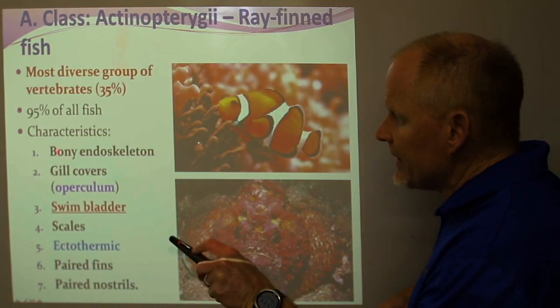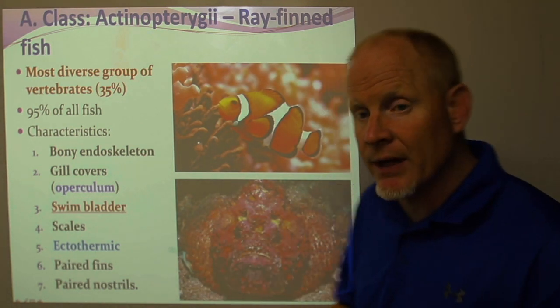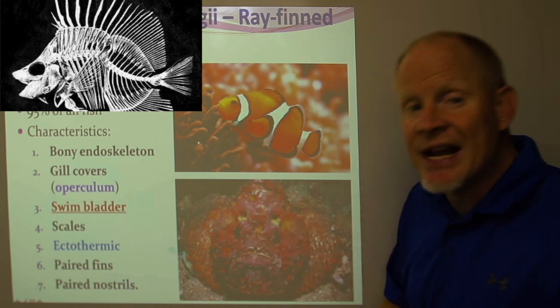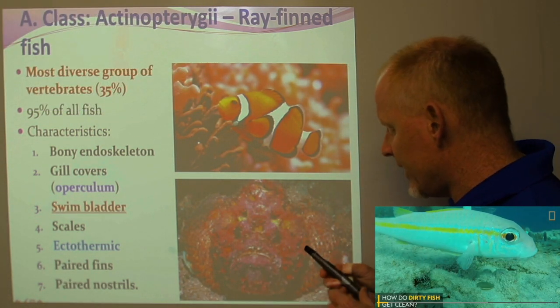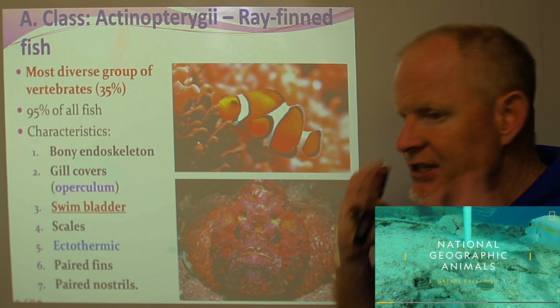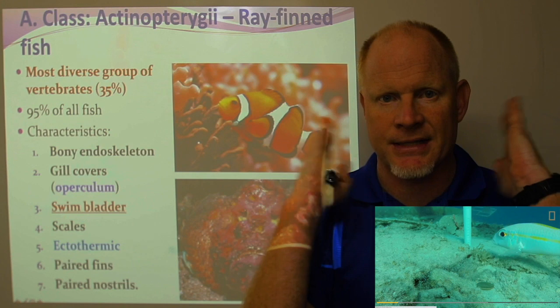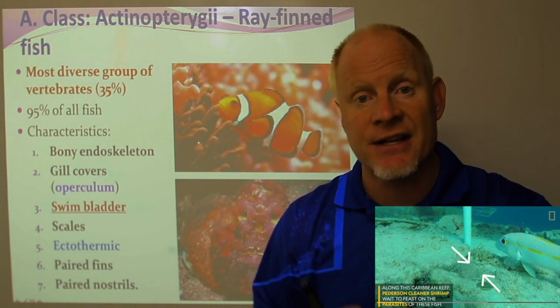So they all have bony endoskeletons. Their skeleton inside their body is bone like ours. So you can imagine we inherit bone from fish. They have a gill cover, and I'll show you a video of this. You don't see gill slits. They actually have a flat bone that sits over their gills. They can move it like this in order to ventilate the gills.